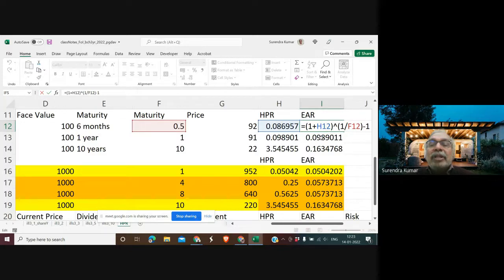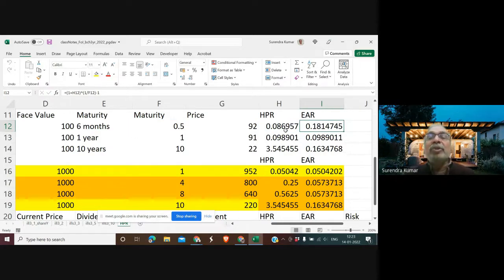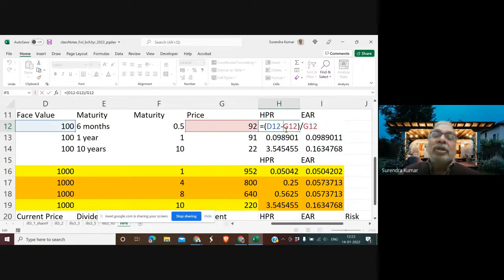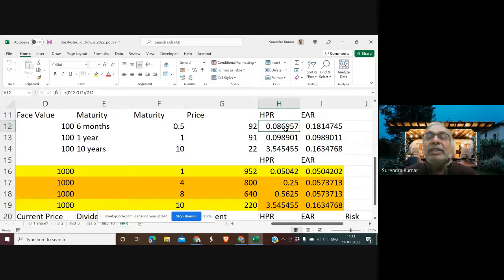Like we have learned in the earlier class. So we calculated. So here I am also showing the idea of a holding period return. In holding period return, because it's a return for whatever the period, in this case it is 6 months, we are getting a return of 8.6%, or you can say 8.7%, because it is 8.69%. But if you calculate effective annual return, it comes out to be 18.14%.